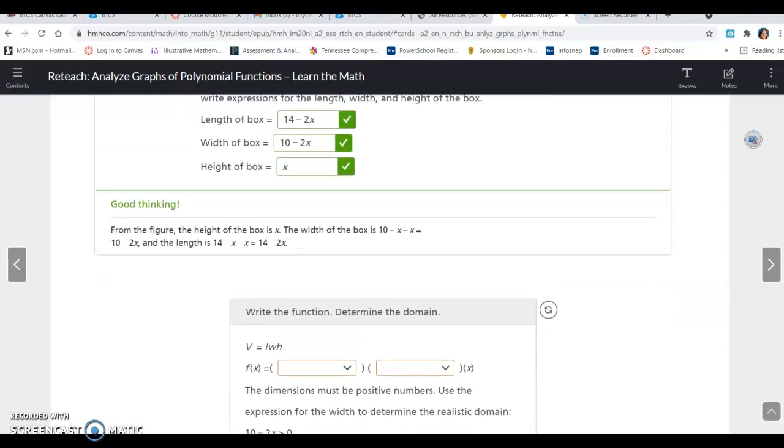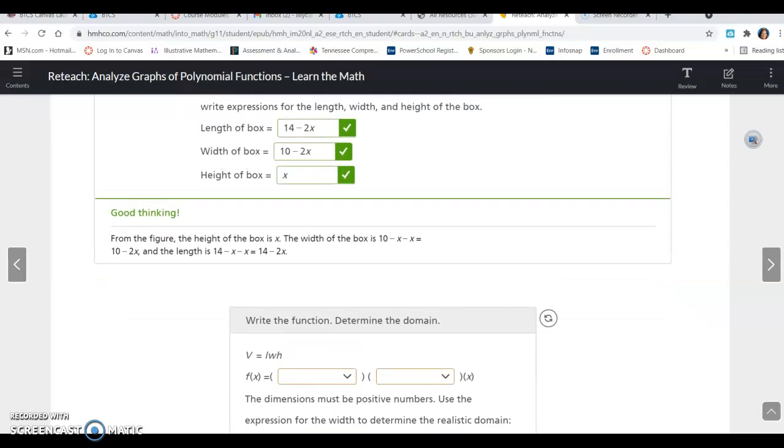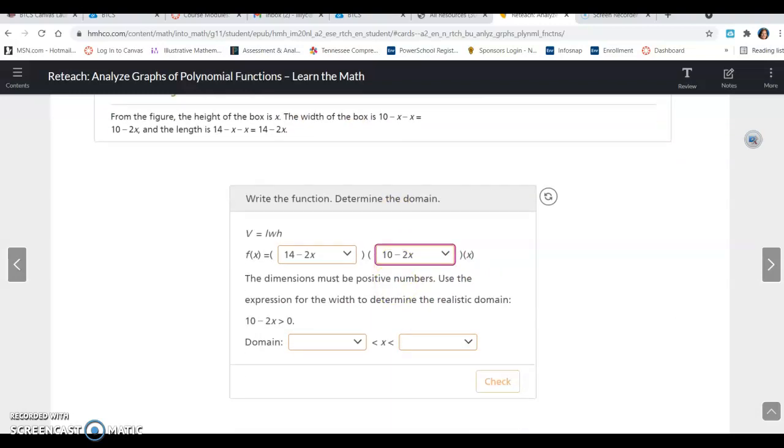All right, so write the function, determine the domain. So you know that the volume of a rectangular box is going to be length times width times height. So we can determine that the function is going to be, and all we're doing is taking the length, the width, and the height that we just found, and we're plugging those in. So 14 minus 2x, 10 minus 2x, and they already have the x for the height of the box in there. All right, so it says the dimensions must be positive.